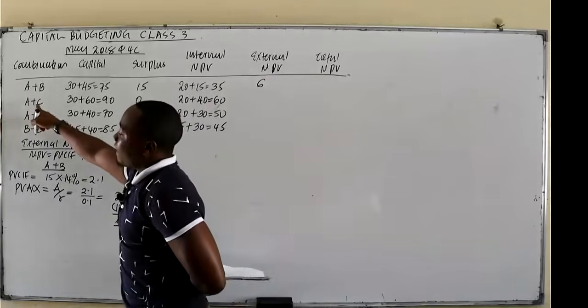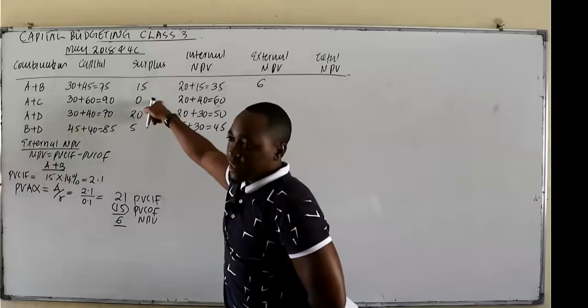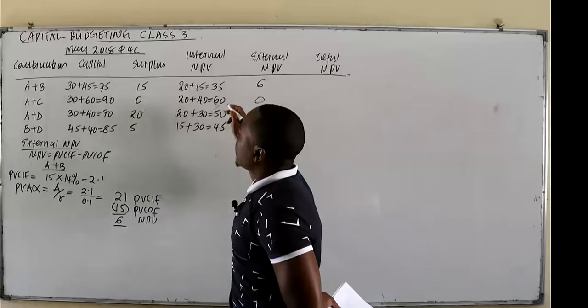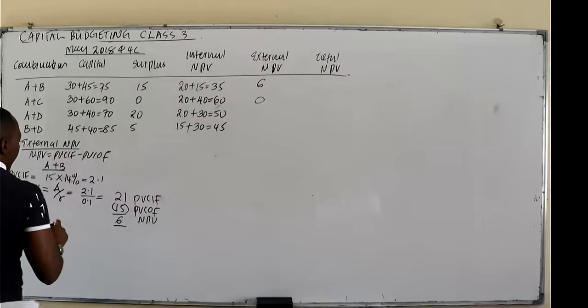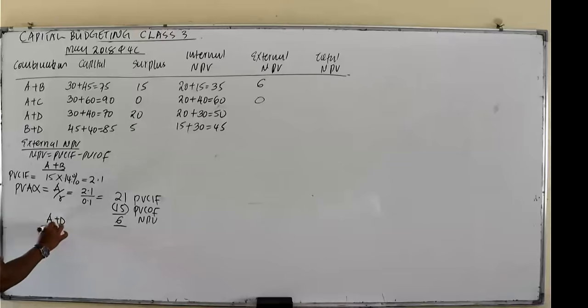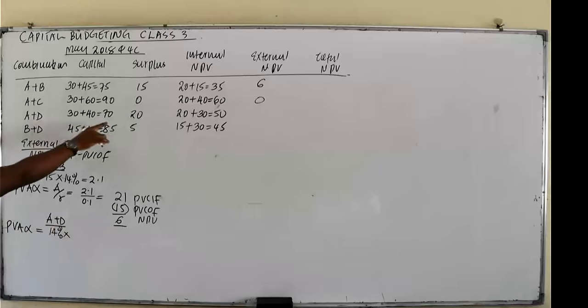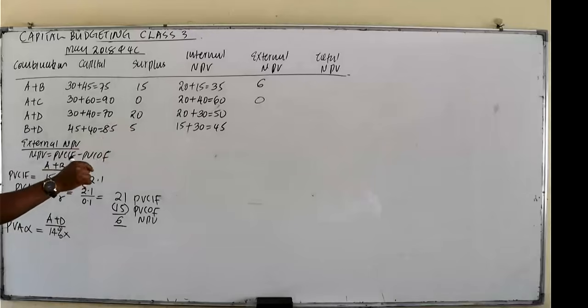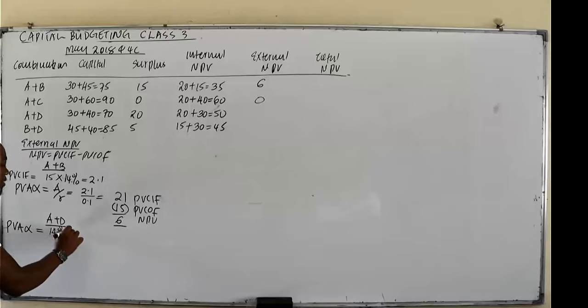A and B, there is no surplus, right? So there will be no external. Now let's do A and D. A and D, the present value of an annuity till infinity, 14%, and how much we invest? The surplus fund, which is, now this 20 is what we're investing, so it becomes our present value of cash outflow. So it's 14% of 20. 20% of 1.4, so you get 2.8.